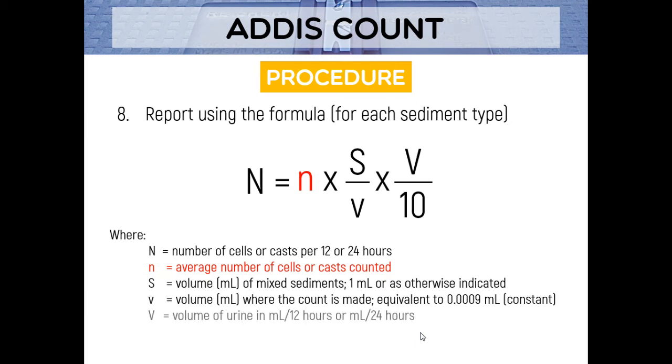That's constant, okay? Capital V is the total volume of your urine per 24 hours or 12 hours. And 10, of course, is the volume of the aliquot that we used from the total volume of urine, to be centrifuged, okay? All right, so those are the components of our formula. Please take note, each type of cell, or each sediment type, we will use this formula. So for casts, this formula. For RBCs, we also count, and WBCs, etc.